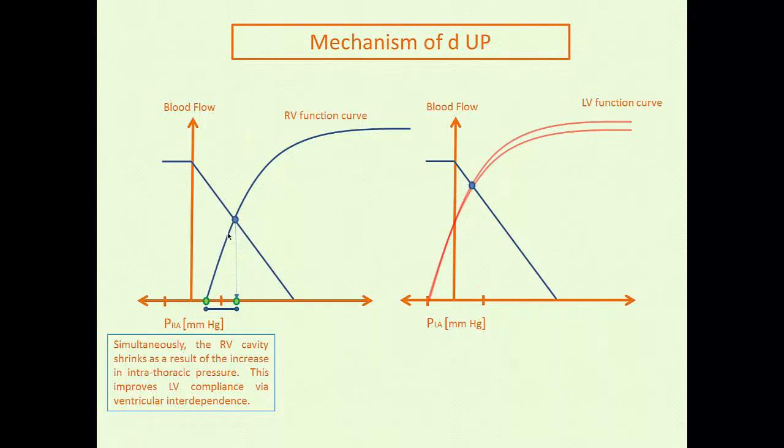So during inspiration, you shrink the right ventricular cavity as right ventricular preload is reduced, and that improves left ventricular compliance. So you can sort of think of that as shifting the LV function curve up just a little bit more. And in the normal heart, this is probably less of an important mechanism, but certainly more prominent, I should say, than the afterload effect.